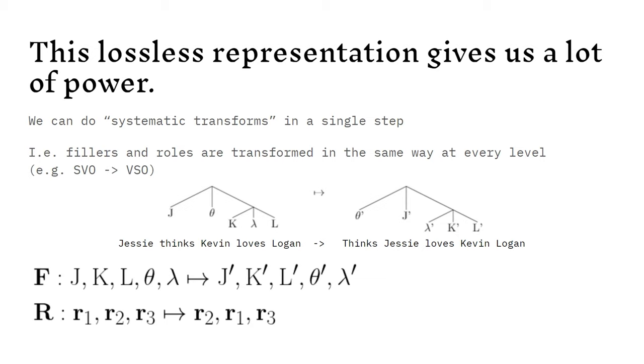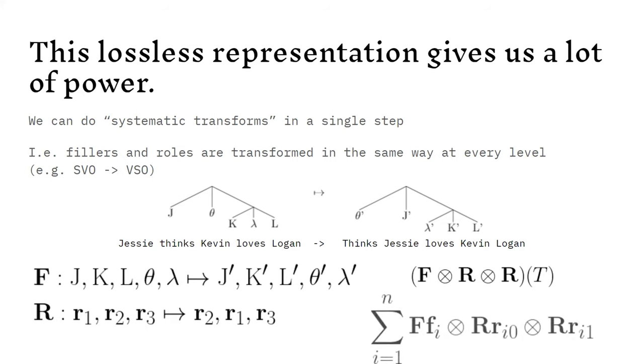And both of these are linear transformations. So if we want to do them to our tensor product representation, we can simply take this matrix product, and due to the mixed product property of the tensor product, this matrix multiplication sort of distributes over the terms of the tensor product. So F applies to the fillers, R applies to the lowest level of roles, and R applies to the highest level of roles. And if we had greater recursion depth, you just add more factors of R in there. So you can learn these two matrices, say, and immediately be able to form this type of transformation.